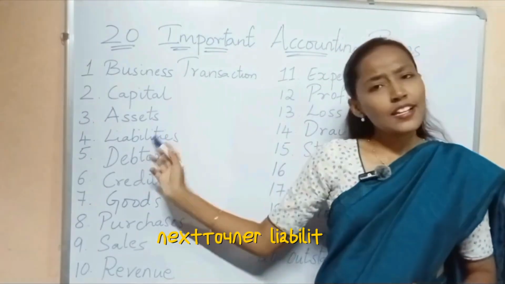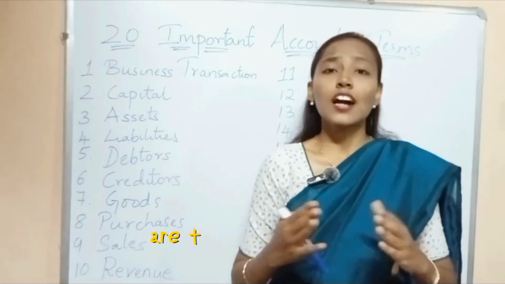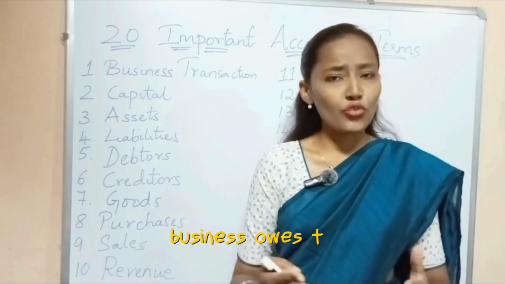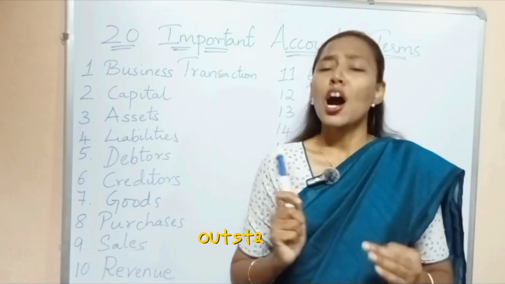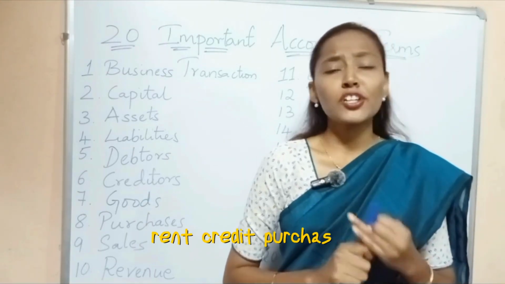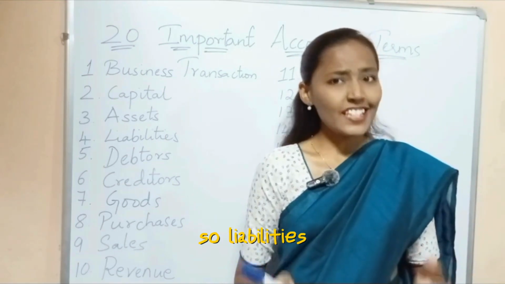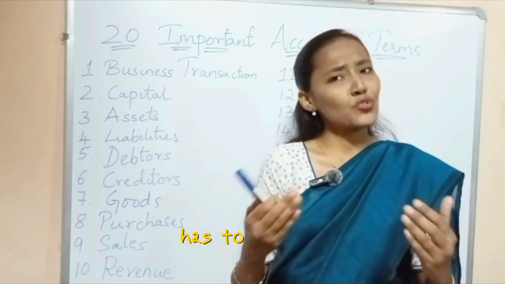The next term, liabilities. Liabilities are the amounts the business owes to others. Examples, bank loan, outstanding rent, credit purchases. So, liabilities are what business has to pay.